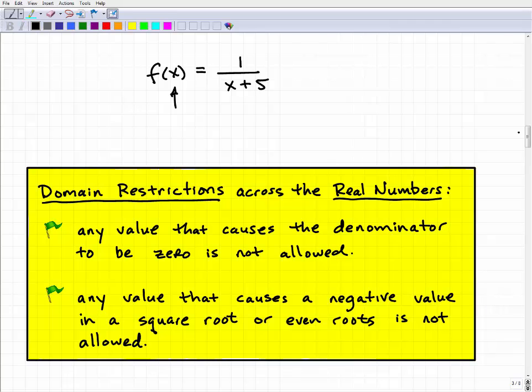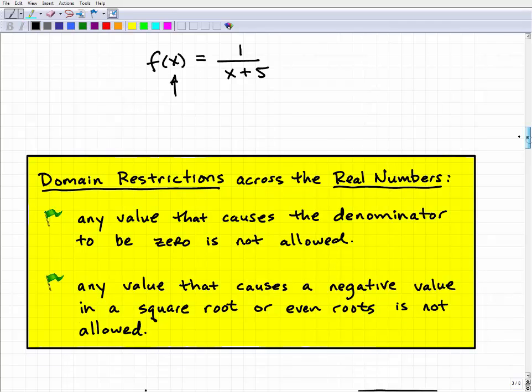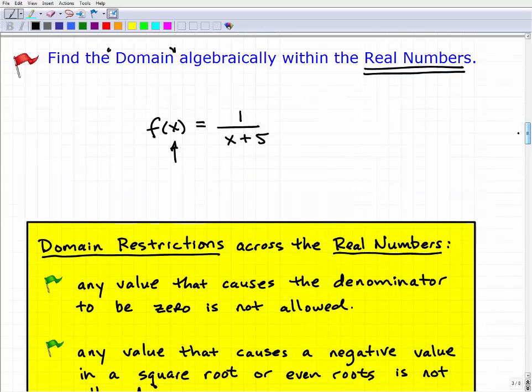Okay, so domain restrictions across the real numbers. The first is any value that we plug into a function that causes the denominator to be 0 will break the function, okay? So it's not allowed. The second thing is any value that causes a negative value inside of a square root or even a root is also not allowed. So these are the two conditions when we're talking about the real numbers that we have to stay away from in terms of the domain of our function.